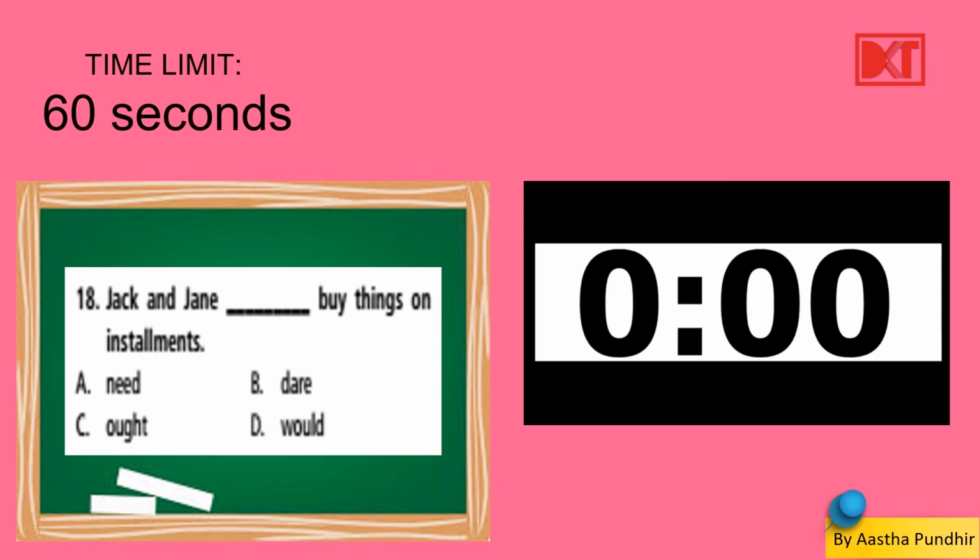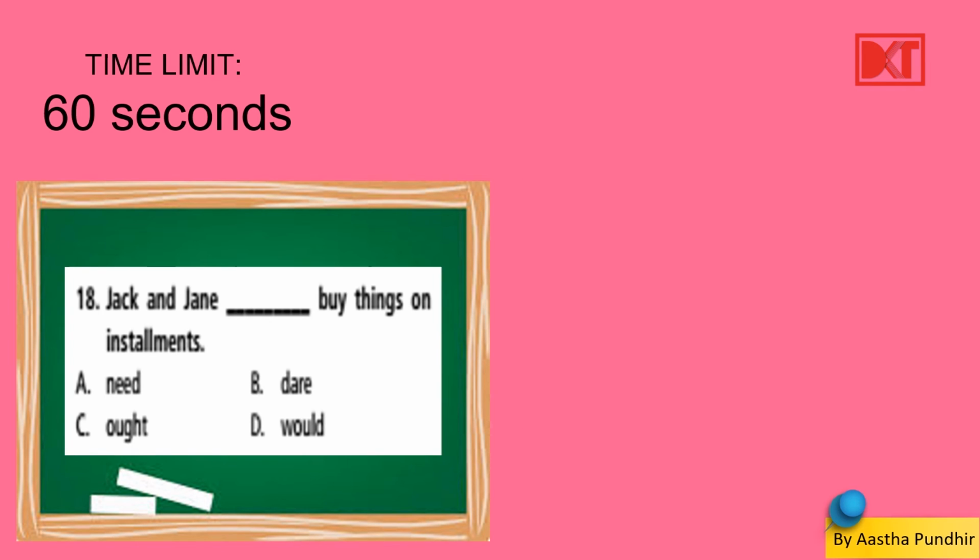Okay, here Jack and Jane dash buy things on installments. Need buy things, dare buy things, ought buy things, or would buy things. Now here the correct answer is D. This is a certain prediction that Jack and Jane would buy things on installments. It's a prediction that whoever has said the sentence is making.